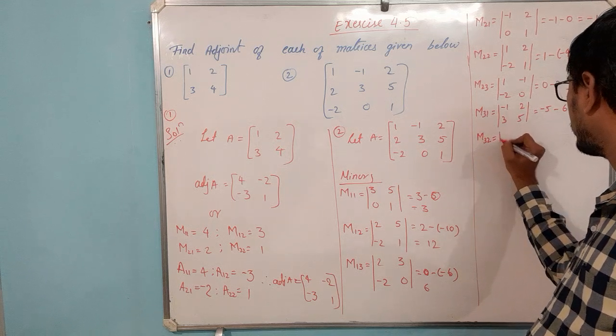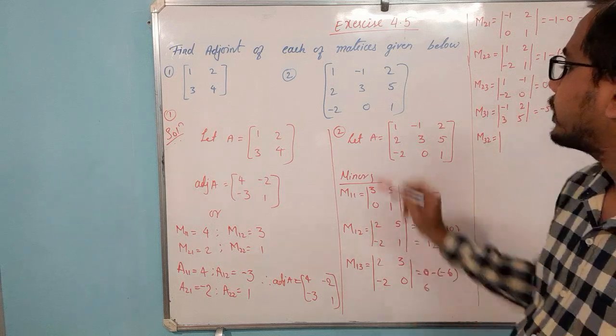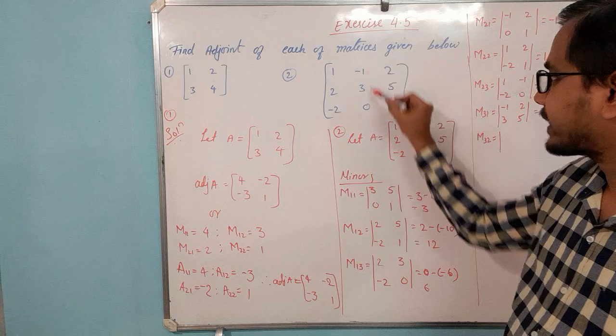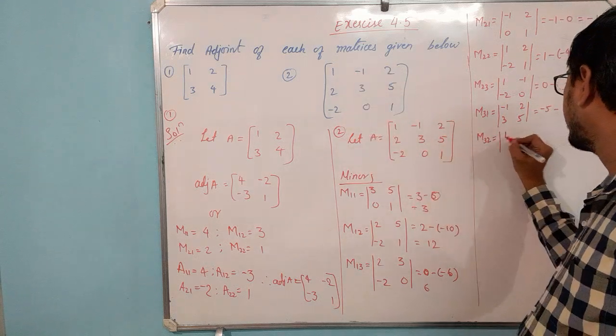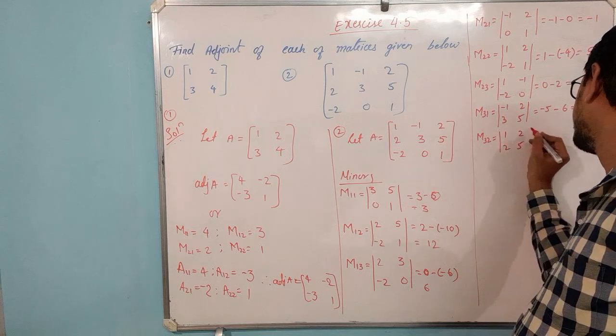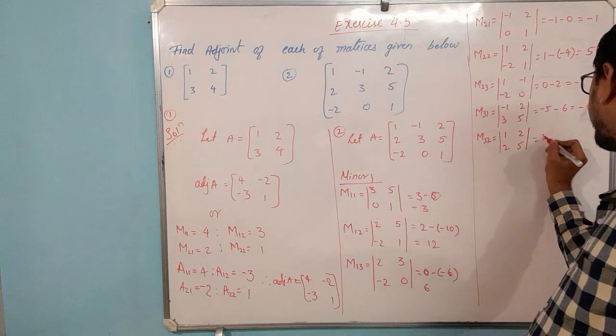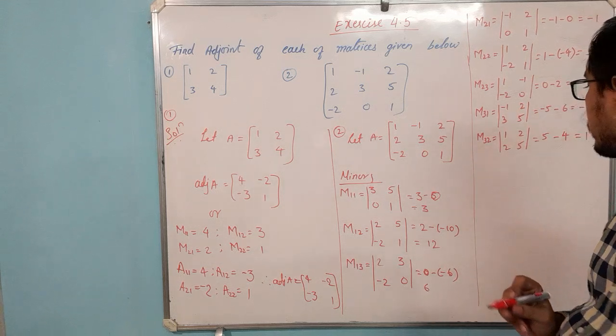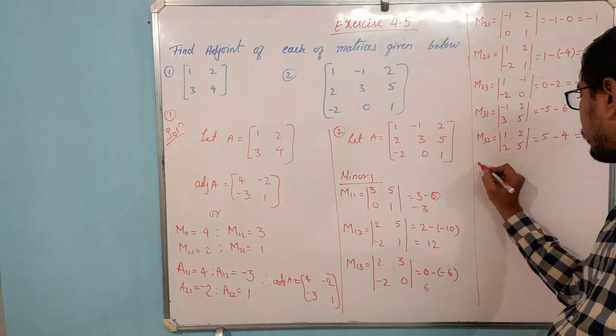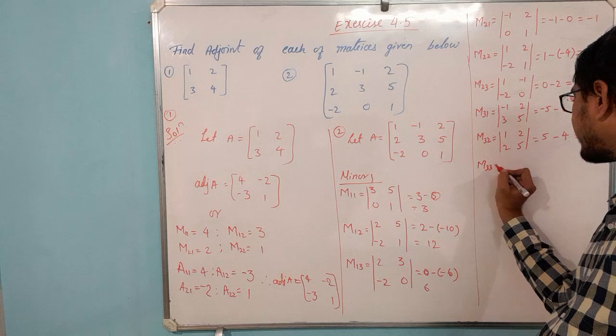M32 is the minor of this one, leaving the third row and second column. What is left? 1, 2, 2, 5. So this is 1 into 5 is 5, minus 4, that will be 1. Right. So we have calculated M32. Now time to calculate M33.